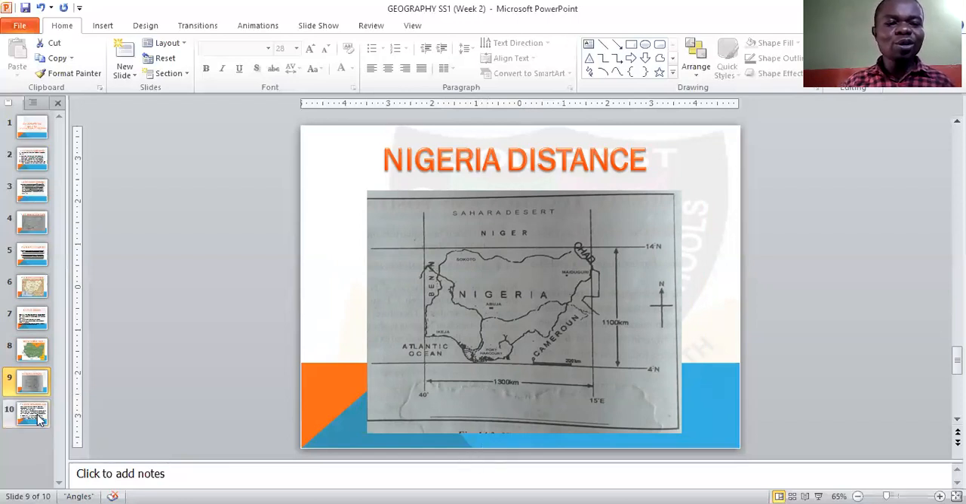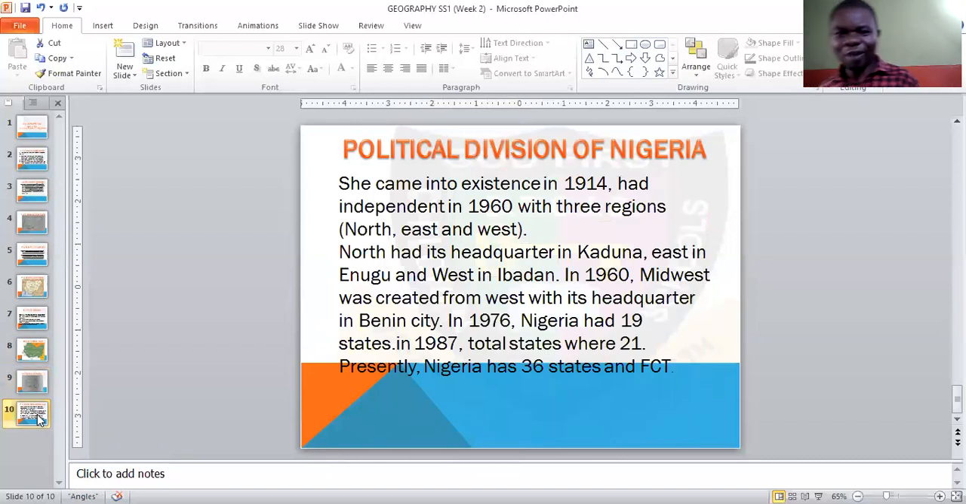Then we need to also look at political divisions of Nigeria. Nigeria came into existence in 1914. Those of you who are students of history will understand what I mean by that. Nigeria had independence in 1960. With that independence, there were just three regions: the North, the East, and the Western region. The North had its headquarters in Kaduna. The East had theirs in Enugu. And the West had theirs in Ibadan. Ibadan is in the southwest now. Enugu is in the southeast.